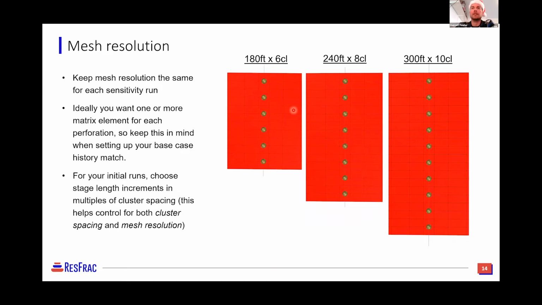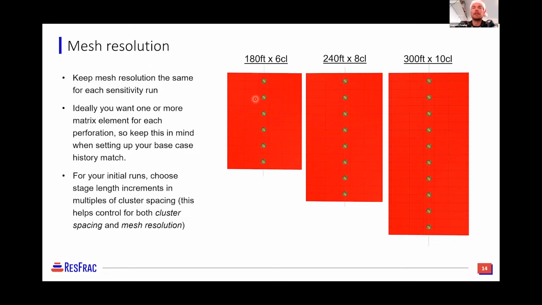So as an example, if I were doing a sensitivity on stage length, I want my mesh resolution to be the same for each sensitivity, and I want my cluster spacing to also be the same. So if my base case was this 180-foot long stage with 6 clusters, you can see that I have 12 elements in the wellbore direction for those 6 clusters. And so I want to maintain that same resolution. You can see that the grid cells are the same across all 3 of these. And my cluster spacing is the same.